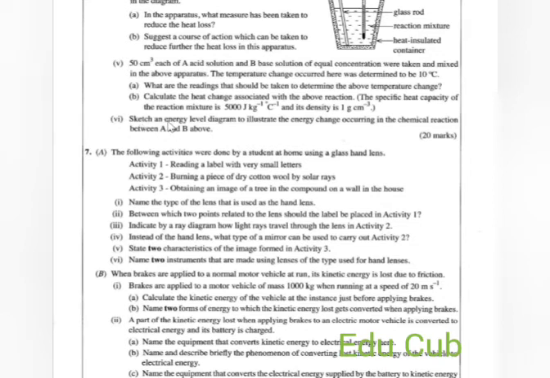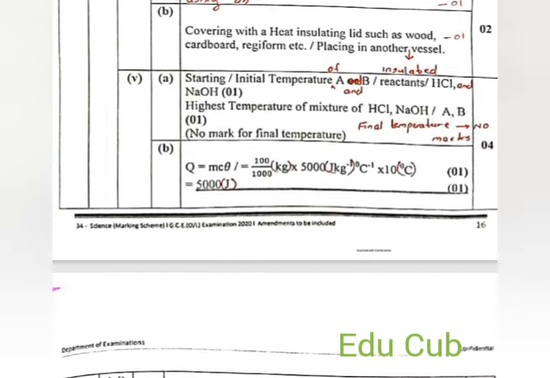Sixth one, sketch an energy level diagram to illustrate the energy change occurring in the chemical reaction between A and B. Let's see the diagram here.